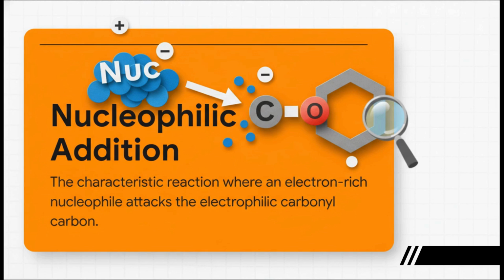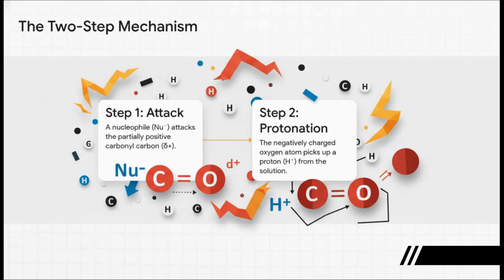The whole story is about just two characters: a nucleophile, which is loaded with electrons and looking for a positive charge, and our carbonyl carbon, which is electron poor because it's attached to that greedy oxygen atom. It's a classic case of opposites attract. So how does this whole thing happen? It's a simple two-step dance.